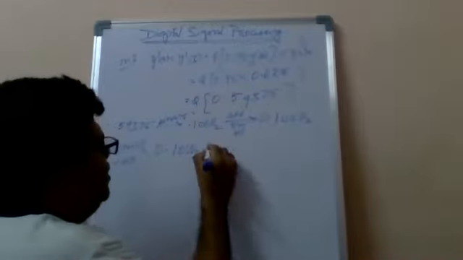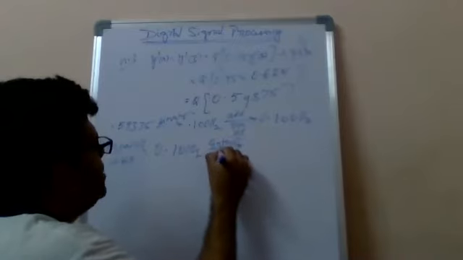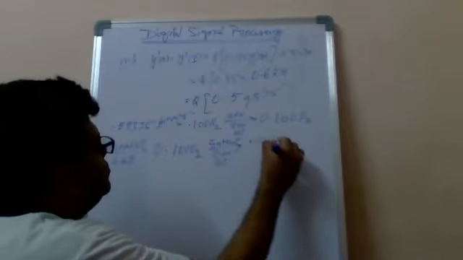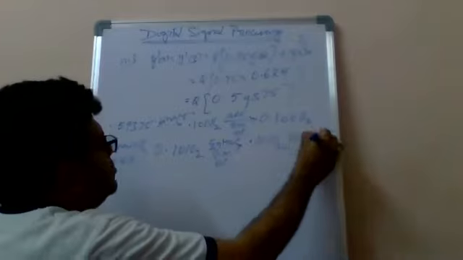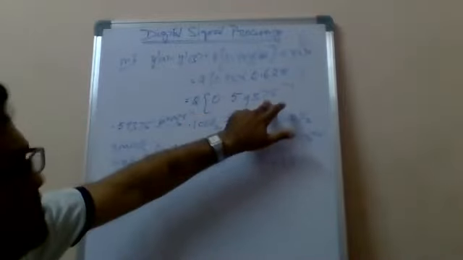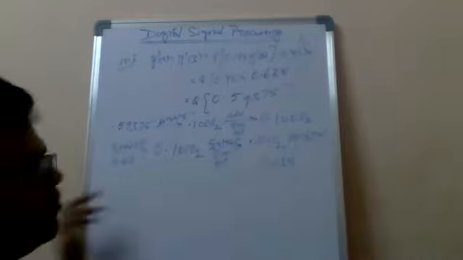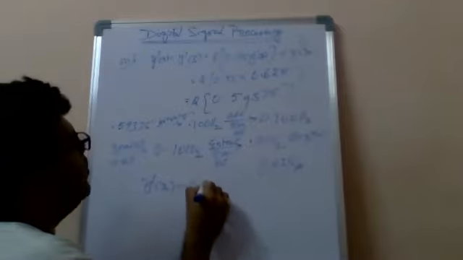Now again, if I extract the sign bit back, this will be 0.1010 to the base 2. And if I convert it into decimal, this will become 0.625. So your original value is 0.59375, but after quantization, the value you have obtained is 0.625 to the base 10. So y dash of 3 is 0.625.